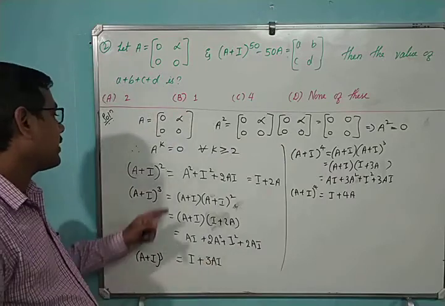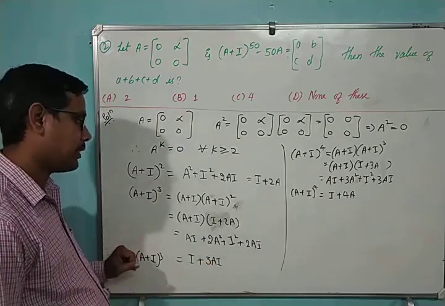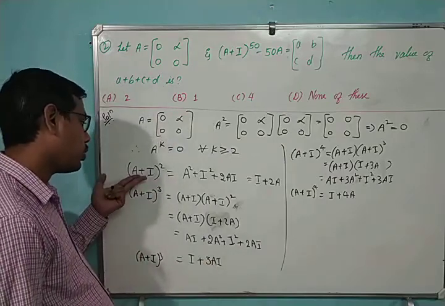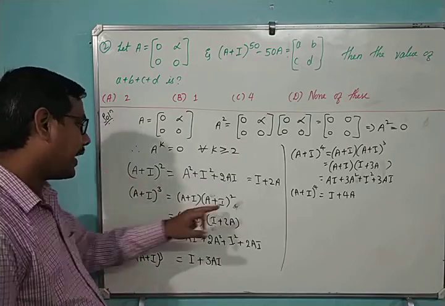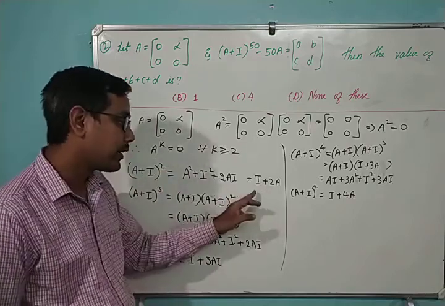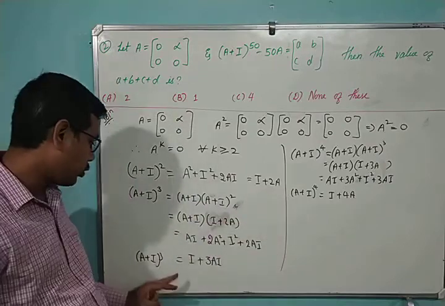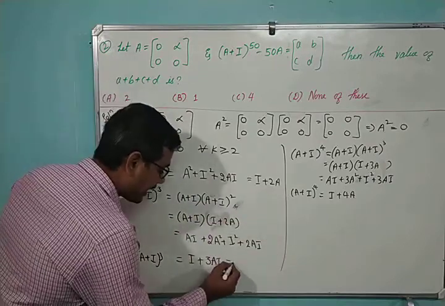See here, A + I can be written as I + A also. When it is square, we get I plus 2A. When it is cube, we get I plus 3A.